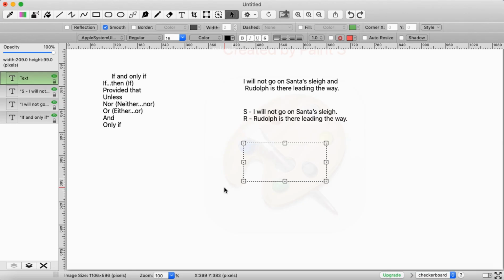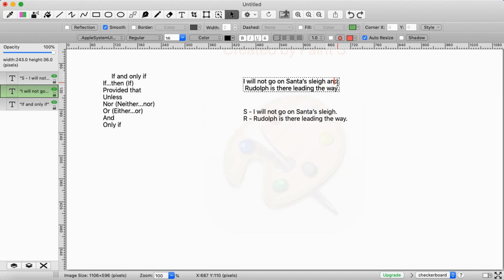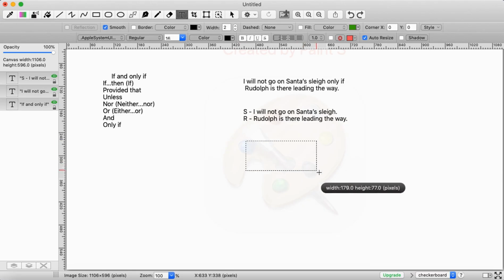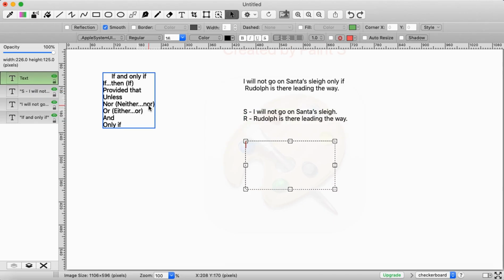Okay, so this is "only if." So let's change this sentence: I will not go on Santa's sleigh only if Rudolph is there leading the way. That doesn't make any sense, but to be honest, it usually doesn't make much sense when you read stuff. But from logic philosophy, it's fine.